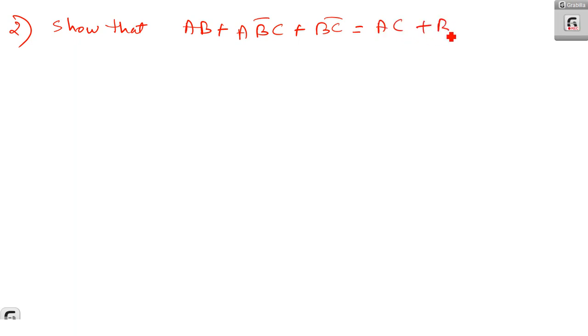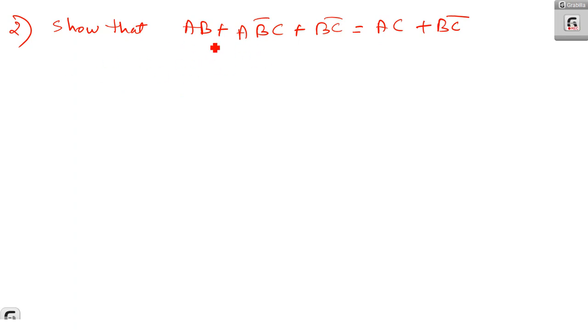Show that AB or A bar or AB bar C or BC bar equals AC or BC bar. So this is something related to the included factor theorem, but here in this question I am not going with the included factor theorem, but instead I will do it by some other method.